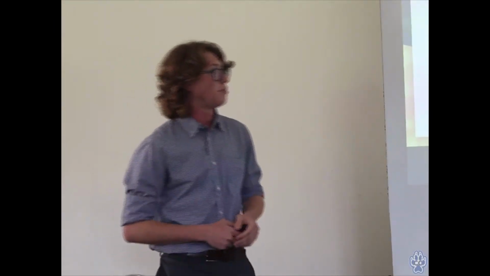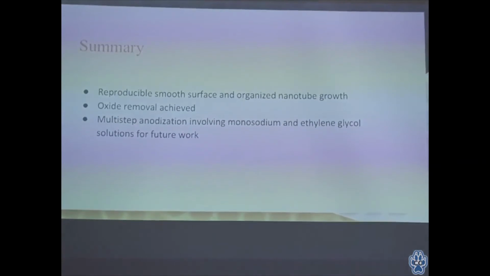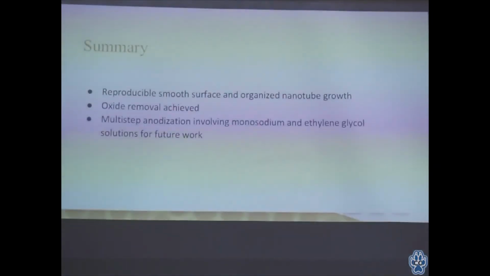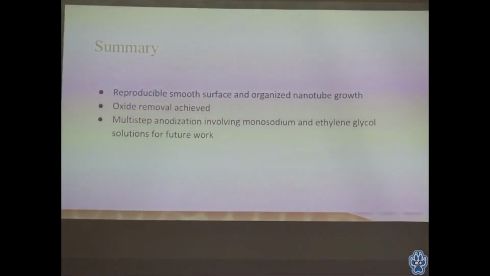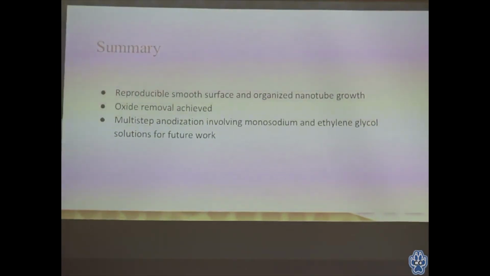So the summary, a little bit what we talked about. We were able, 2 summers ago, to make a nice reproducible method for electropolishing these samples. We have been able recently to make nicely organized nanotubes. We have achieved our goal of removing the oxide with the sulfuric acid. It goes back to the monosodium solution now. And yeah, our future work now is really to do the multi-step anodization using these 2 different solutions by balancing their parameters.